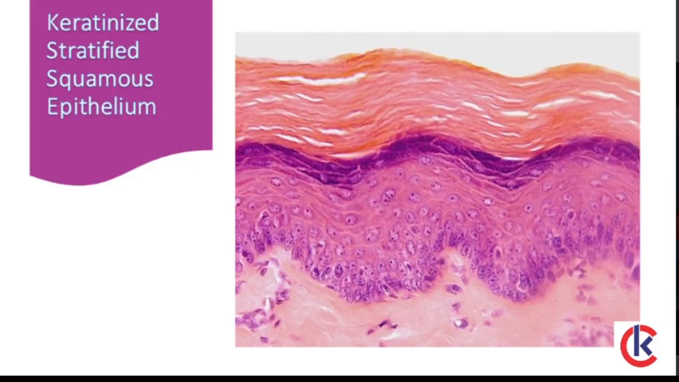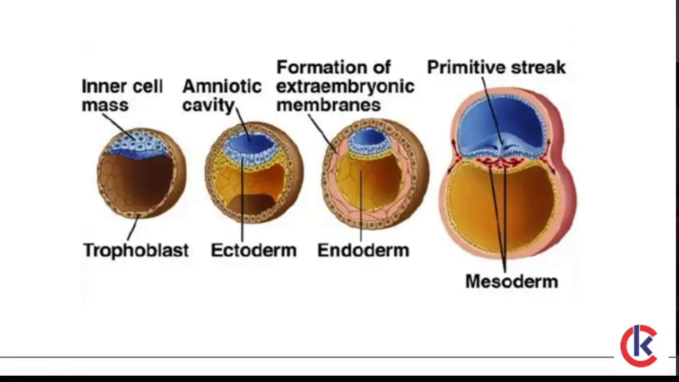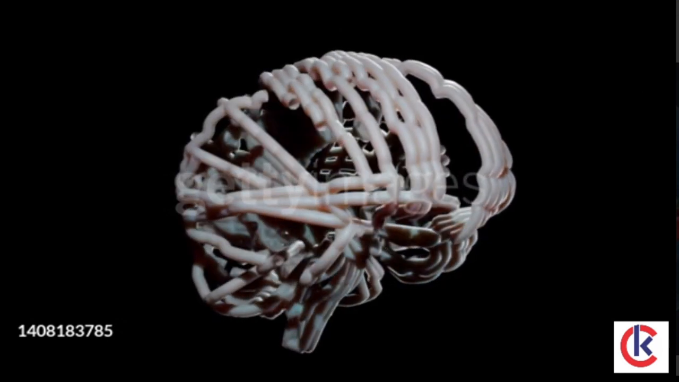Epi, upon; thelia, growth. A tissue which grows upon another tissue is called epithelium. During embryonic development, this tissue originates first. Epithelial tissue is commonly termed epithelium. This tissue has originated from all the three primary germ layers. This tissue has a good power of regeneration, which is absent or least in nervous tissue.